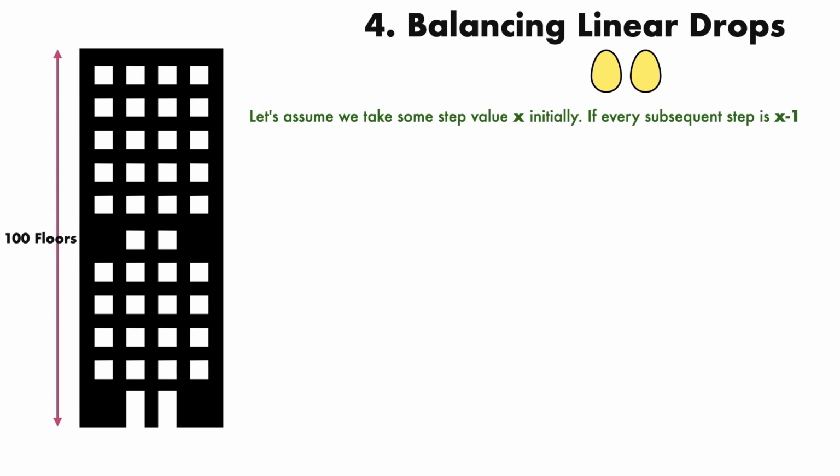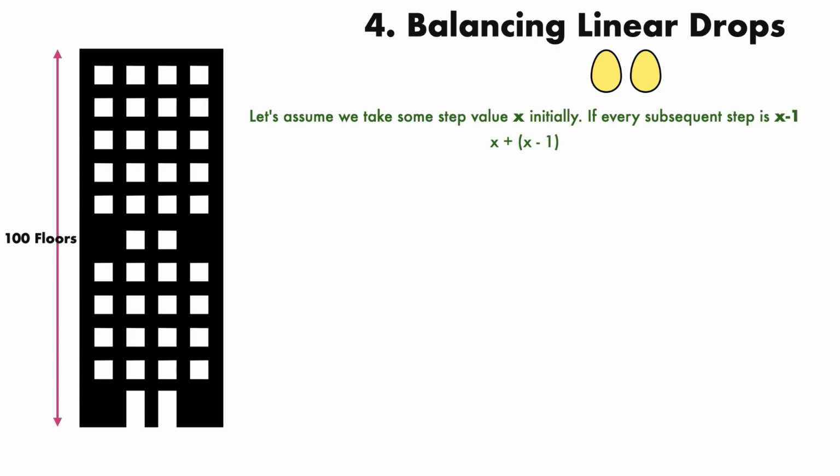So let's understand this in detail. The point to note here is that we are trying to minimize the worst case number of drops, which happens if the threshold is at the highest floors. So our steps should be of some value which reduces the number of drops of the first egg. Let's assume we take some step value x initially. If we drop our first egg from floor x, 10 in our 10 floor strategy, the linear portion of our strategy is x minus 1, that is 9 in the above strategy.